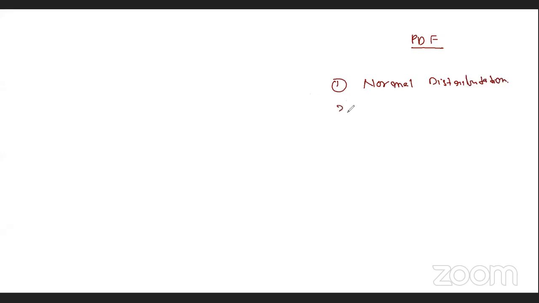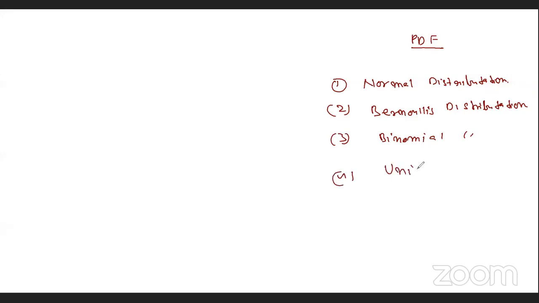I think I have taken this name in my last class. Then second is nothing but Bernoulli's distribution. The third one is nothing but binomial distribution. The fourth one is nothing but uniform distribution. The fifth one is nothing but student's t distribution. And the sixth one is nothing but Poisson's distribution.